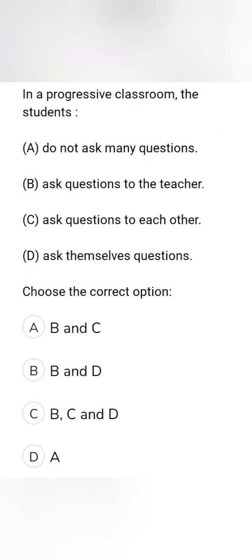Next question. In a progressive classroom, the student: A, do not ask many questions. B, ask questions to the teacher. C, ask questions to each other. D.